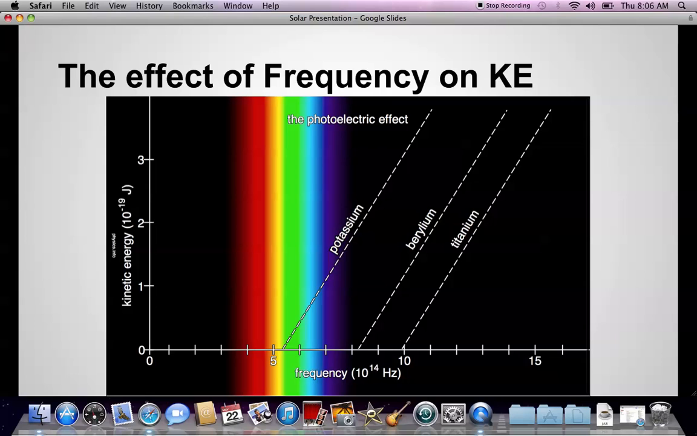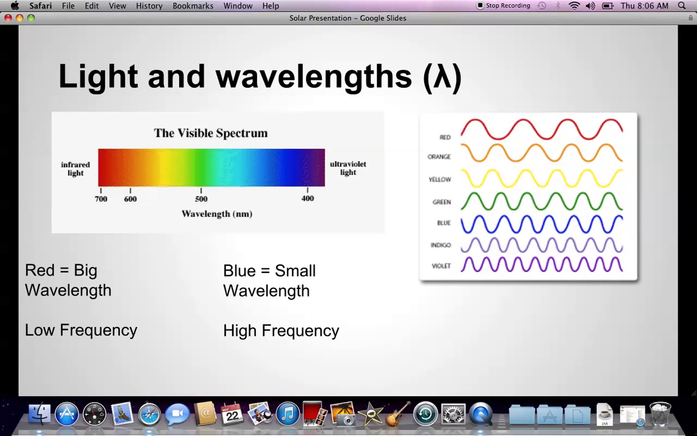It's also interesting how different materials like potassium and sodium each have a different line on here, and different colored lights interact with those materials differently. Here's another illustration showing the light spectrum and how red, on the right, has the larger wavelengths and violet has the smaller wavelengths.